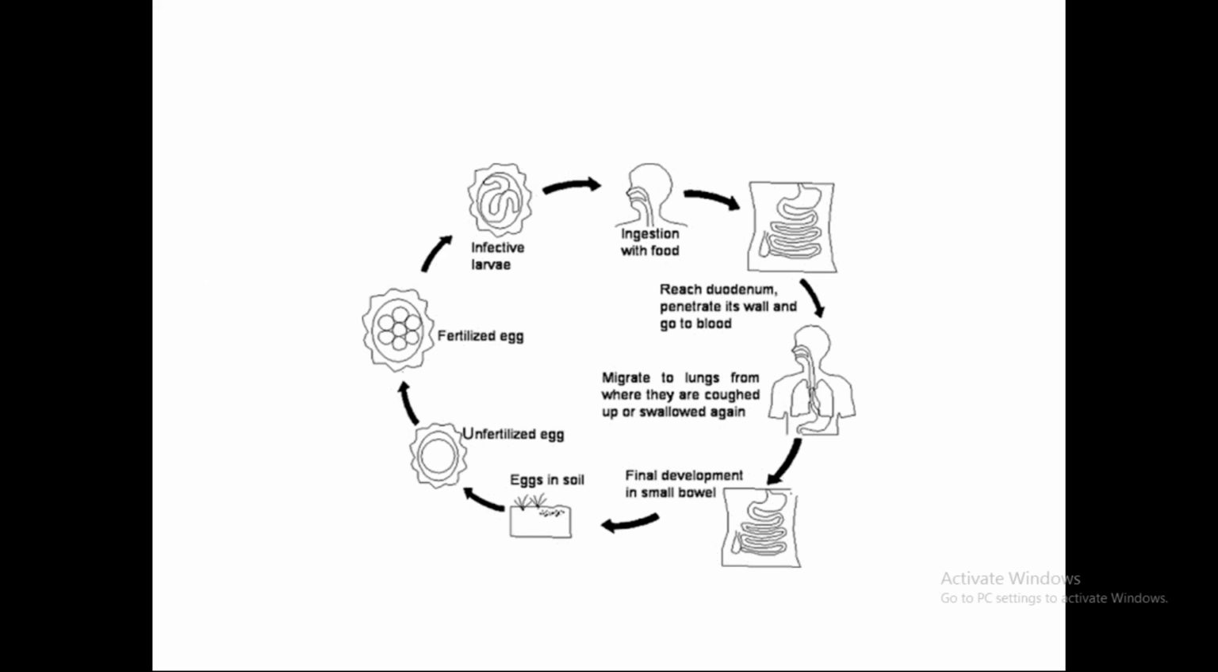So, coming to the life cycle. Here the infective larva is ingested with food, reaches the duodenum, penetrates its wall and goes to the blood. Through the blood it goes to the lungs, from where it is coughed up or swallowed again, causing Loeffler syndrome. Later, finally, development will be in the small bowel. The eggs will be laid in the soil, unfertilized eggs and then fertilized eggs. From the fertilized egg, the infective larva comes again.